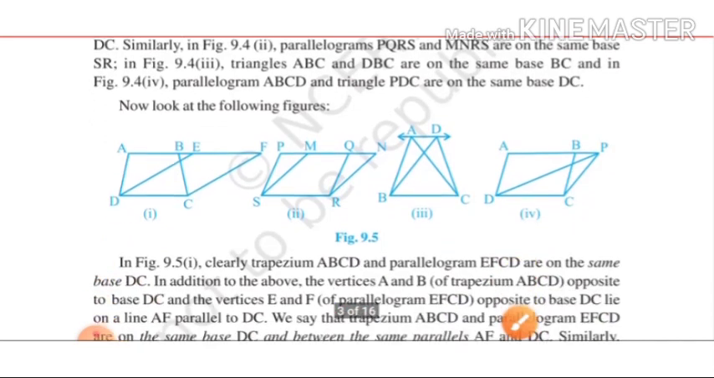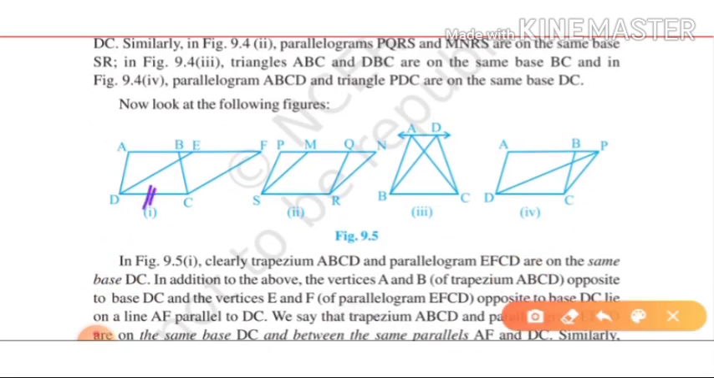Now if you see here, they are standing on the same base, and this DC and this AF are parallel. They are standing on the same base, SR, and the parallel lines are PN. This is BC, and this AD is parallel. They are standing on the same base, DC, and between the parallels AP and DC. So this line and this line are parallel, this and this are parallel, and they are standing on the same base: DC, SR, BC, and DC.